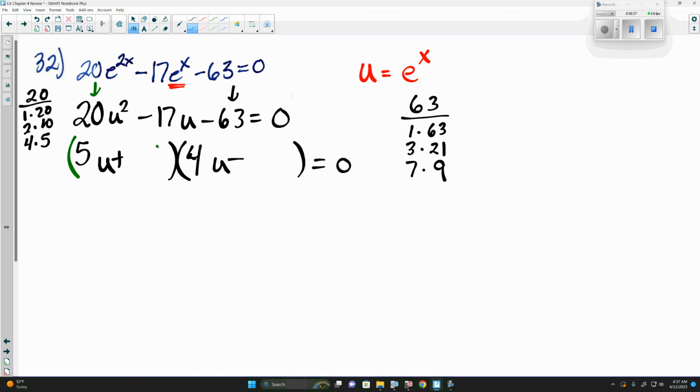Which one do we want to put the 7 and 9 with? Because that's most likely going to be the one that works. The others are going to be a little too big. We can try 9 and 7, and we can test this here. 5 times negative 7 is negative 35u, plus 9 times 4 is 36u. That's not going to work.